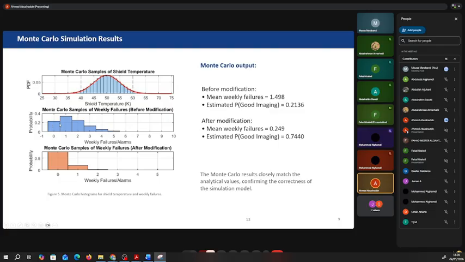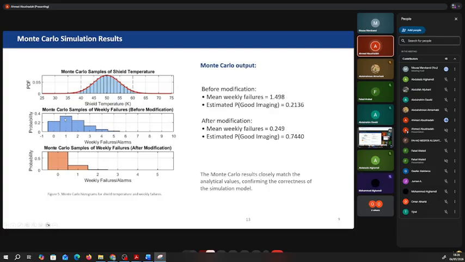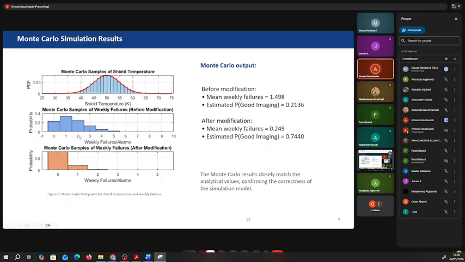We can see here the high probability before modification of having more failures on the system during the week. After the modification, we can see here a high probability of having 0 failures. The Monte Carlo results closely match the analytical value, confirming the correctness of the simulation model, which is close to the actual practical values.